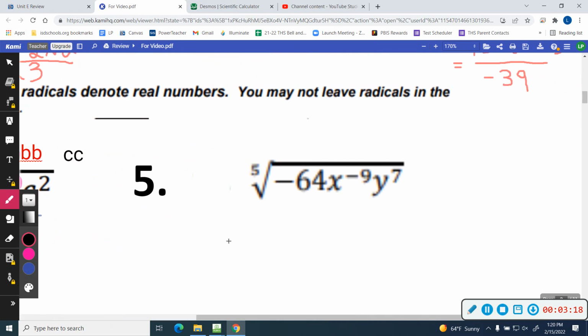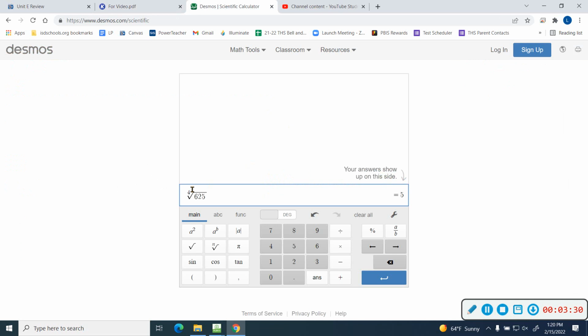Let's go to number 5. And again, I am going to type in negative 64 and see, is that a whole number? What is the 5th root of negative 64? Nth root 5, negative 64. Oh, yeah, we can't use that.